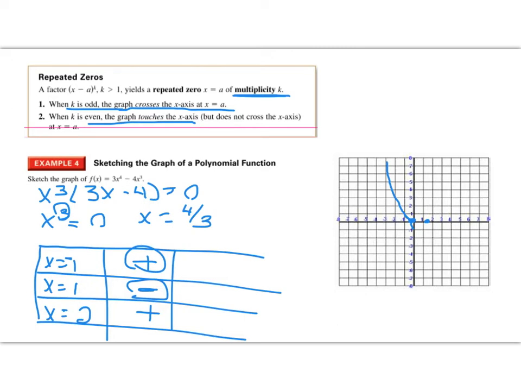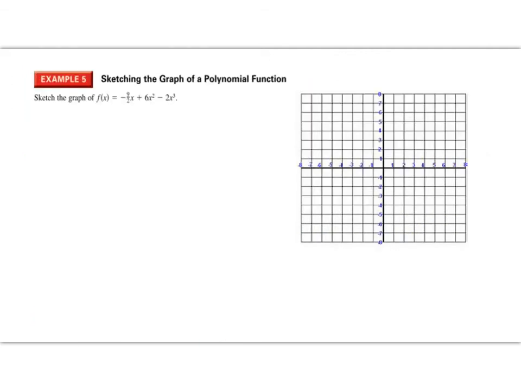And then the next thing I need to think about is here, my multiplicity is 1. And so therefore, what's going to happen is it's going to go back through the x-axis. So the multiplicity tells you what it's going to do. So let's go through this next problem here, and we're just going to take a look again at some factors.